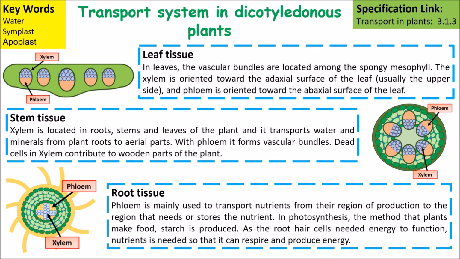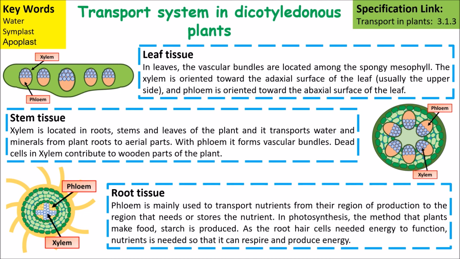Just to finish off then, transport systems in plants look slightly different at different points in the plant. In leaves, the vascular bundles are located among spongy mesophyll. The xylem is orientated towards the surface of the leaf, usually the upper side. The phloem is orientated towards the lower side.